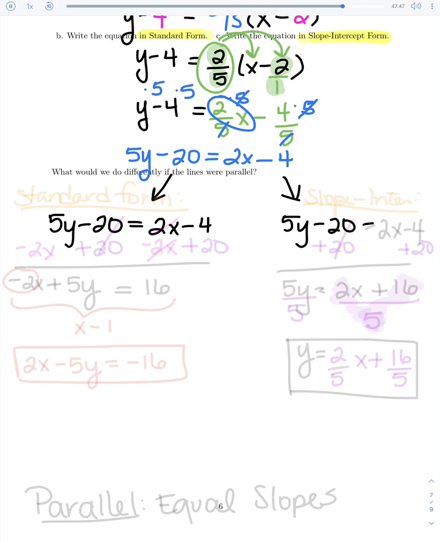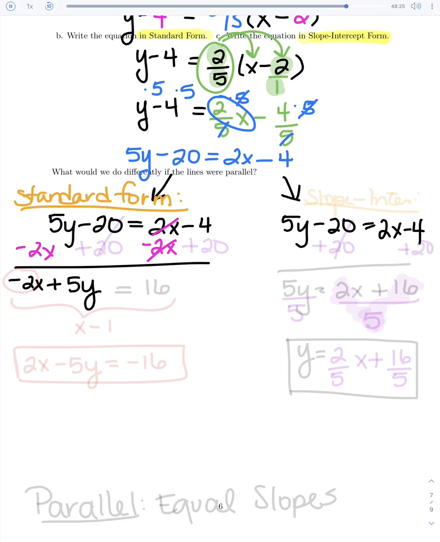Okay. So let's do standard form first. Remember, what does standard form mean? Standard form means that the x and y need to be on the same side. Well, how do I get the x and y on the same side? In this one, I would need to subtract the 2x from both sides, which would get me a negative 2x, and I still have a positive 5y over here.